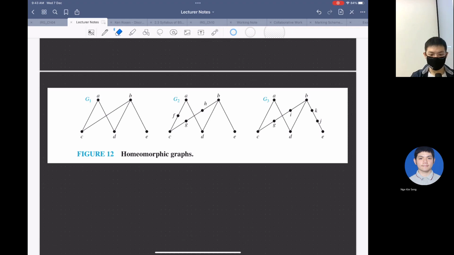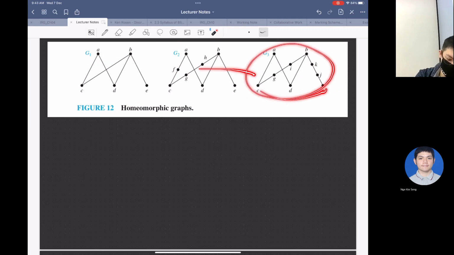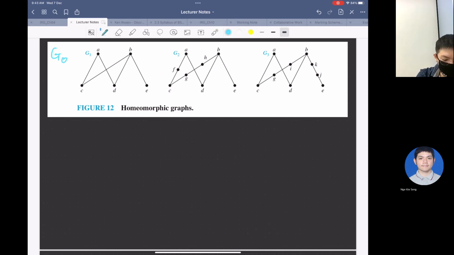Next one. Here is the example from your textbook. So you have G1, you can keep subdividing your edges, subdividing edges, but the three of them are homeomorphic. So you can simplify to this case. Actually you can keep simplifying, right? You can go to G0 by this.